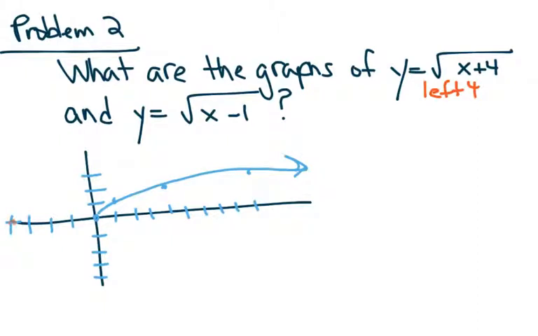So there's a dot here, a dot here, 1, 2, 3, 4, dot here, 1, 2, 3, 4, dot there. I'll do y equals the square root of x minus 1 in green. This is a shift right 1. So I'm going to take all those blue dots and I'm going to move them to the right one.